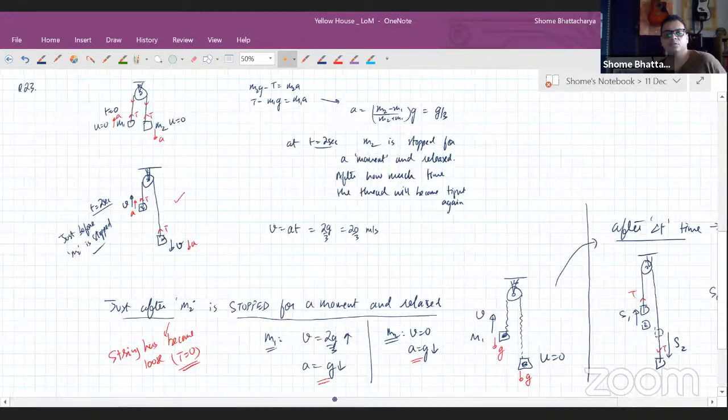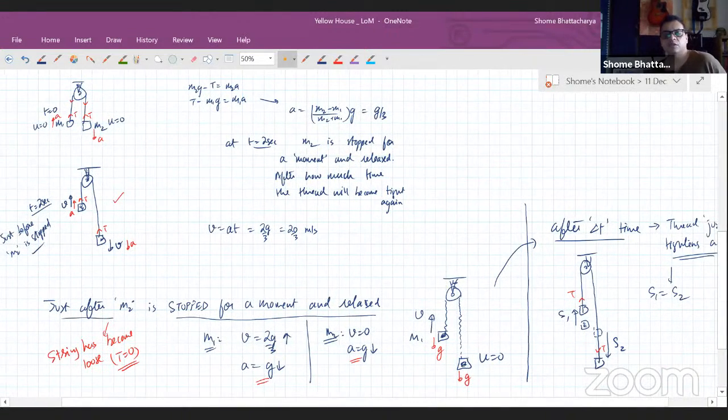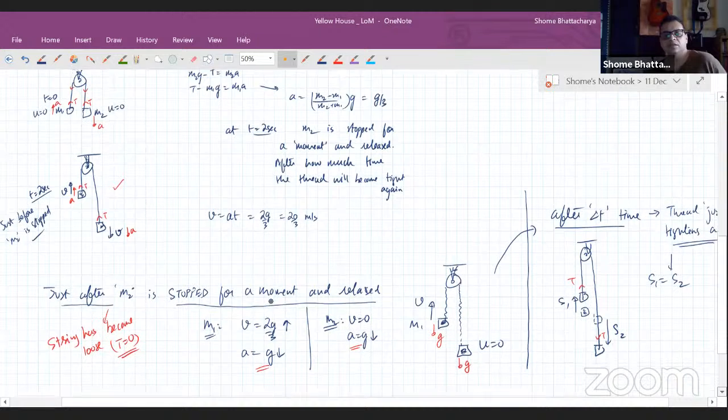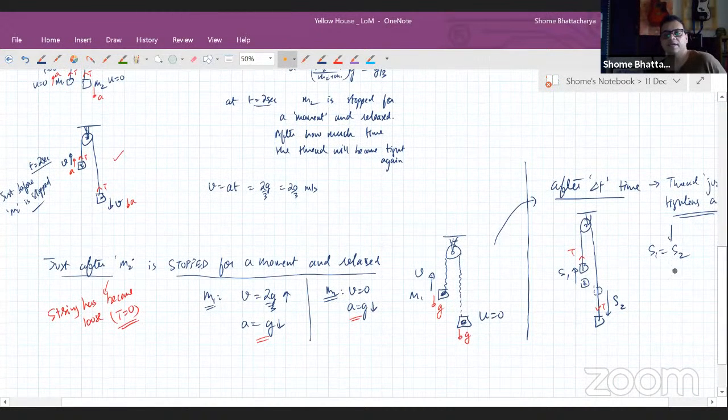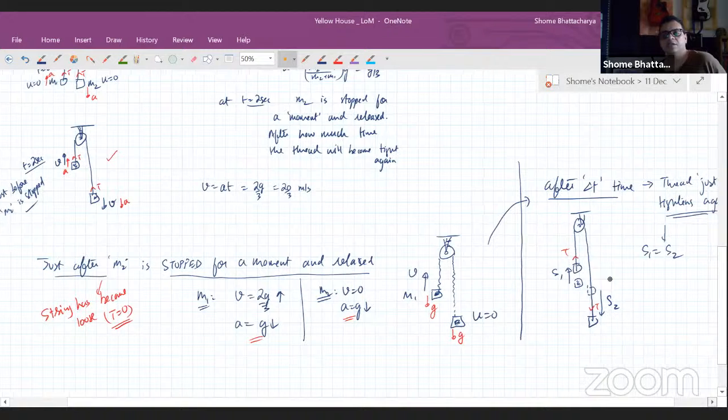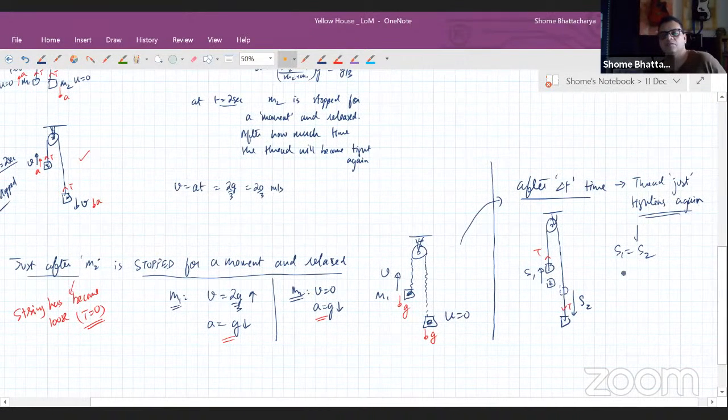Now S1's magnitude will be what you get from the initial condition of M1. See what is happening to M1: it started with an upward velocity of v with a downward acceleration of g. So S1 in time delta t will be v delta t minus half g delta t square. And S2 is the displacement of the second block, which is in free fall starting from rest. So its downward displacement is half g into time square. So from this you will get that v delta t should become g delta t square.